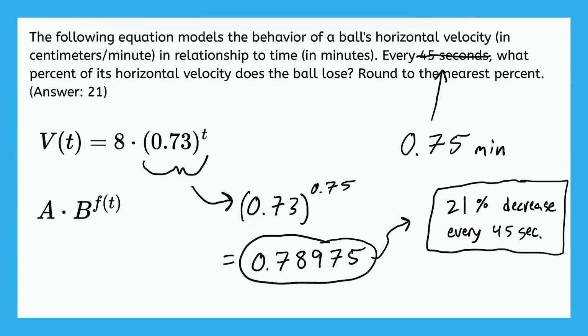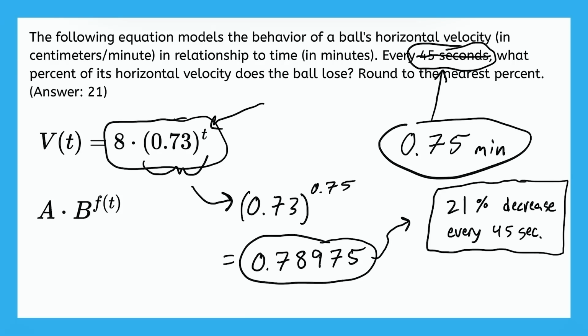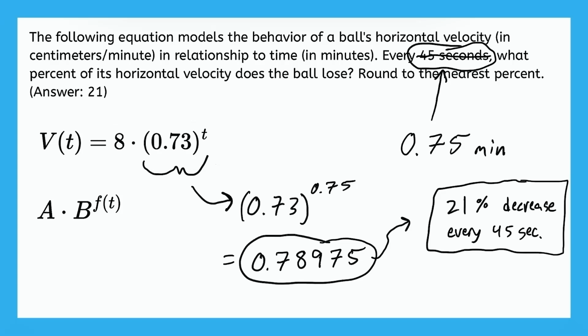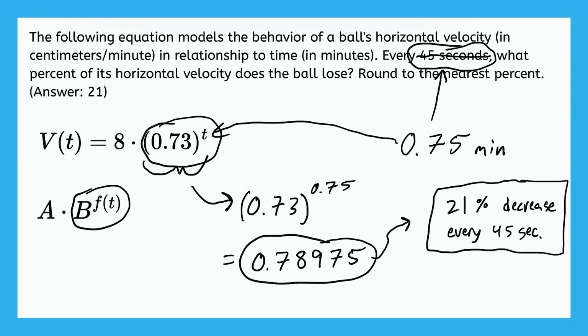So there it is. All we did is convert all our units for time. In this case, we had to convert the 45 seconds into the units that they said the original equation uses. In this case, the t was in minutes. So we converted 45 seconds into 0.75 minutes. Then we plugged in that value for t and then simplified to find the value of b to the power of f of t. And then finally, we converted to a percent.